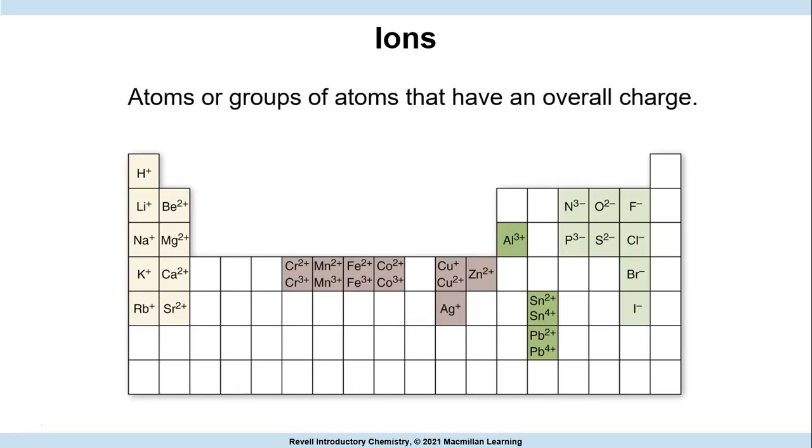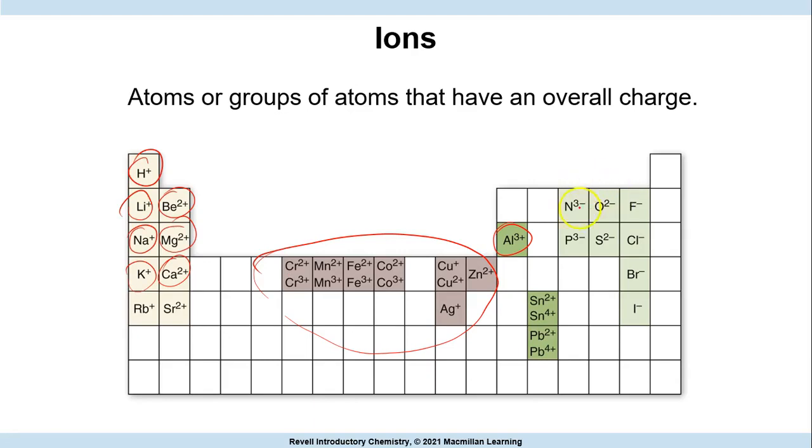So an ion is an atom or a group of atoms that have an overall charge. Okay, here on the periodic table we are looking at the hydrogen ion, the lithium ion, the beryllium ion, the sodium ion, the magnesium ion, and we are also looking at the aluminum ion. So this is for metals, the group 1 and the group 2, those are the metal ions. Here we have the transition metal ions, and the transition metal ions always have more than one ion that they form. Some of them form more than one ion.